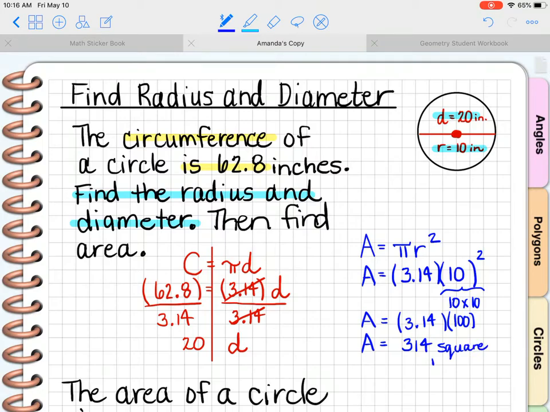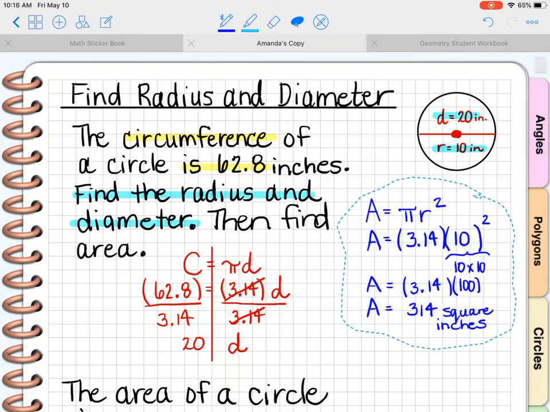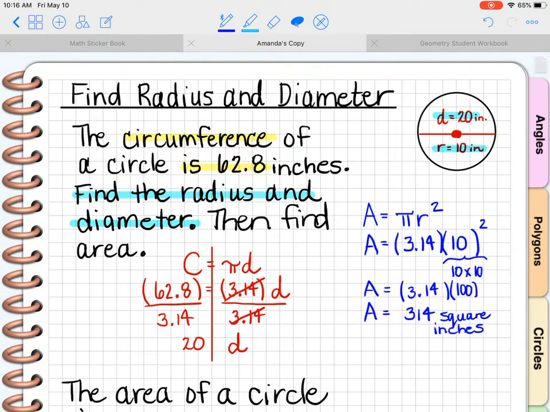And again, I'm getting inches from the problem. That's what the unit was for circumference, so that won't change. If you put inches into the formula, you will get inches out of the formula. So we have found the third piece of this puzzle, and that's area right here. So you can see that you really have to know your stuff to be able to solve this kind of problem.